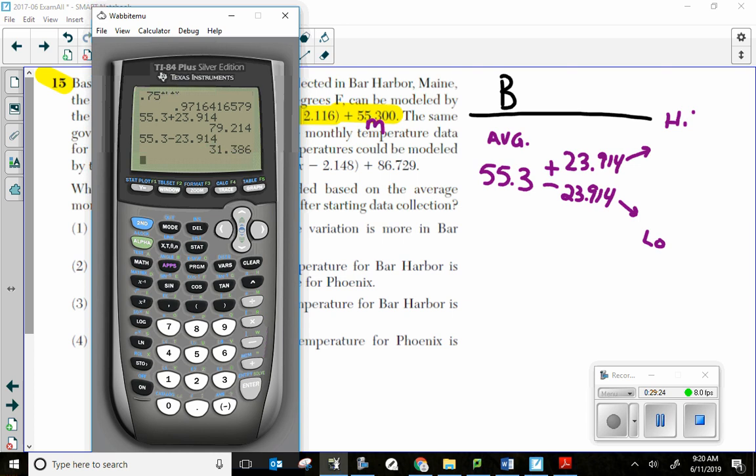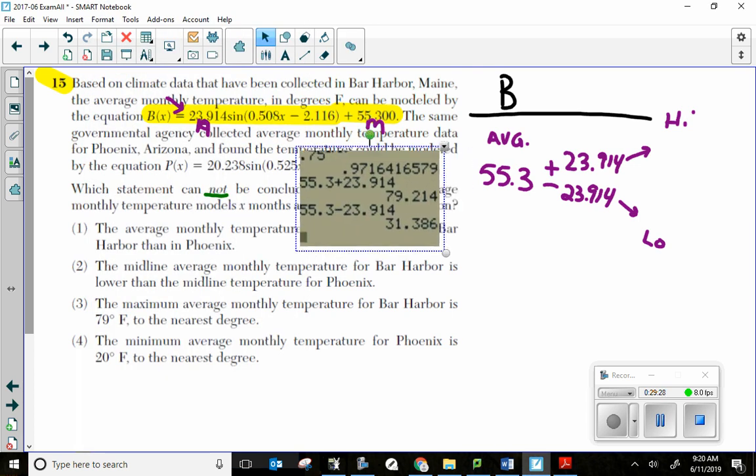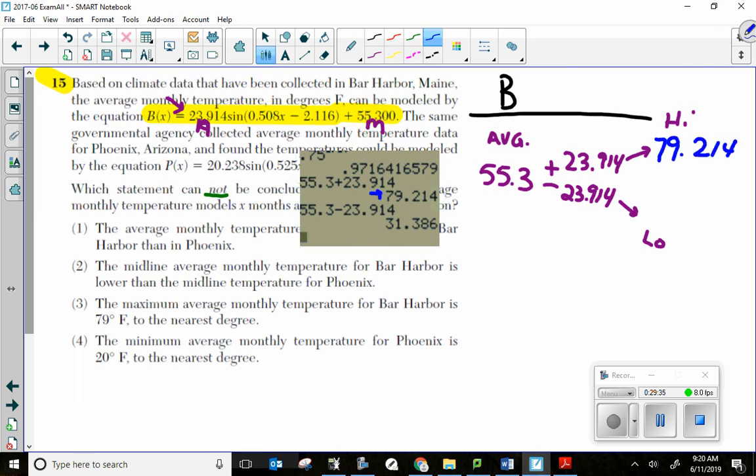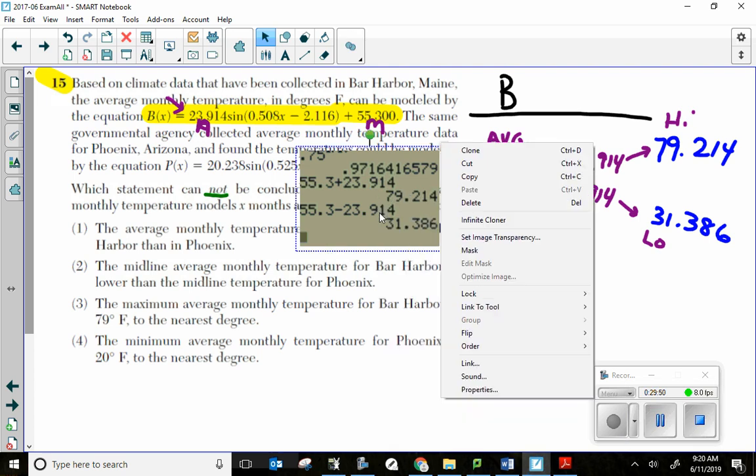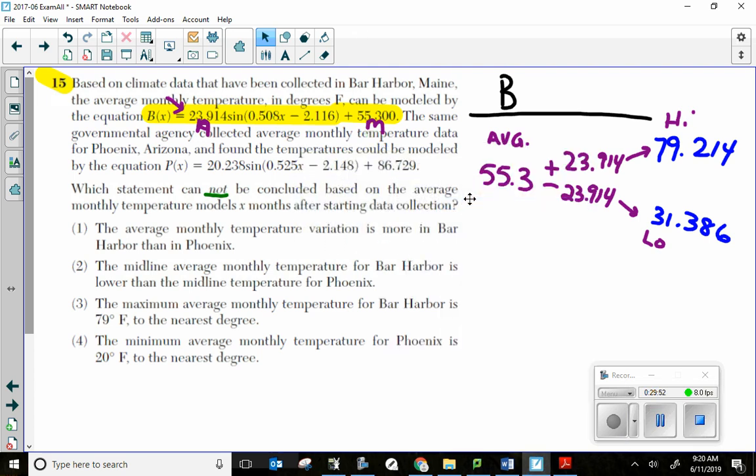All right? So my high is going to be 79.214. That is the average high in Bar Harbor, Maine. And the average low is 31.386. Still better than Rochester, New York, I tell you that. Okay, now I've got to do the same thing for Phoenix, Arizona. Okay, so now let me do this for P for Phoenix.